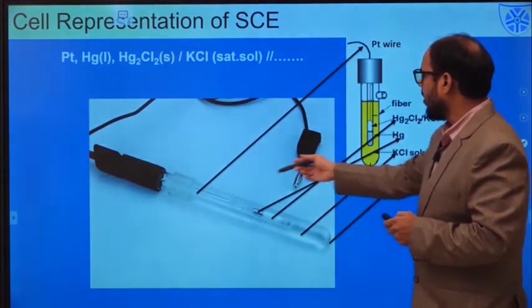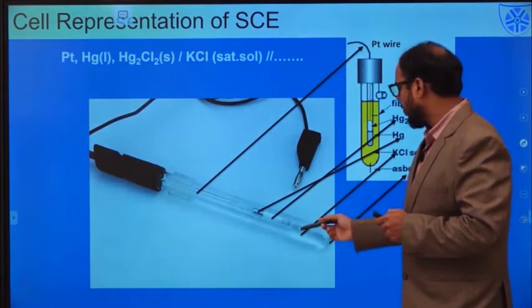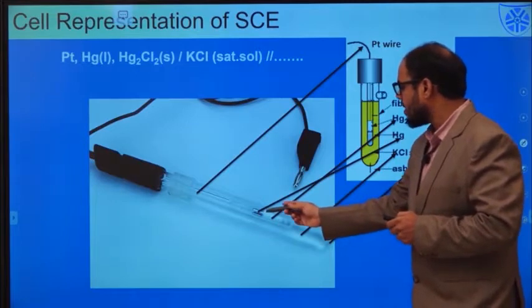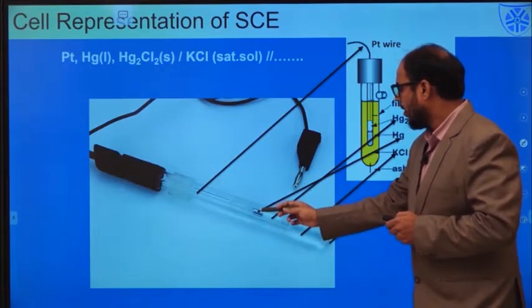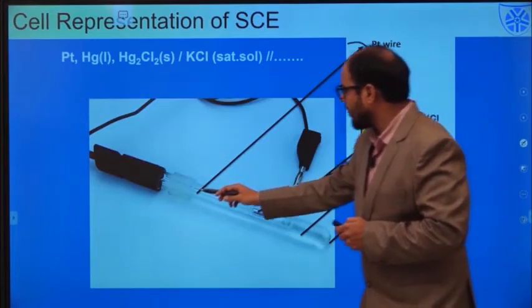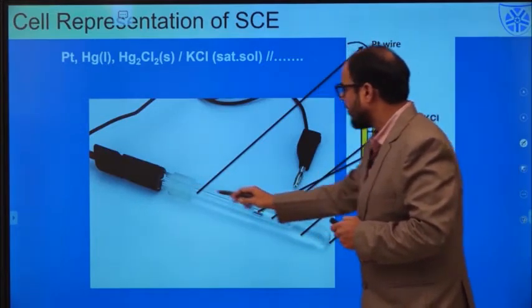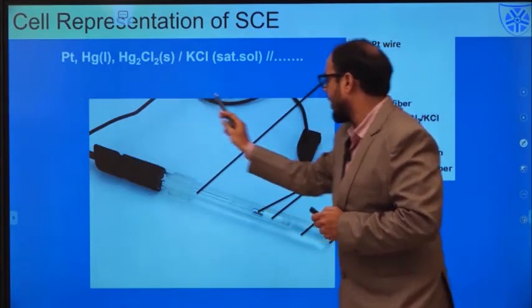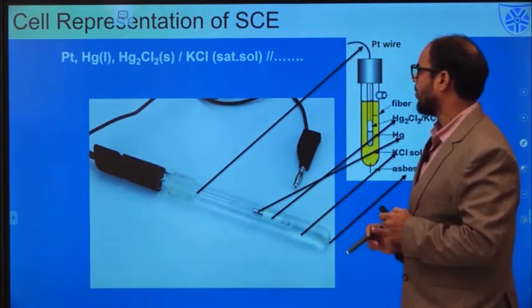This is the modern calomel electrode, where we have a glass tube filled with mercury and mercurous chloride, that is calomel, and the whole setup is connected to a platinum wire. You can see this can be connected to an external circuit.